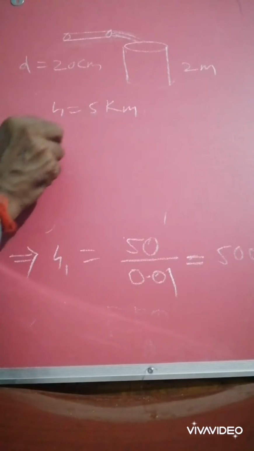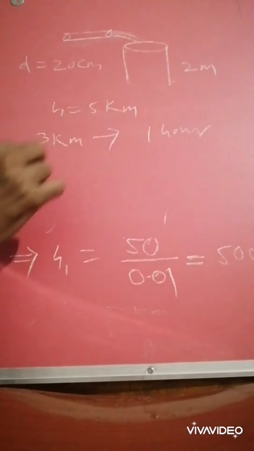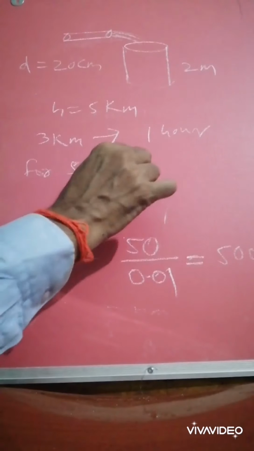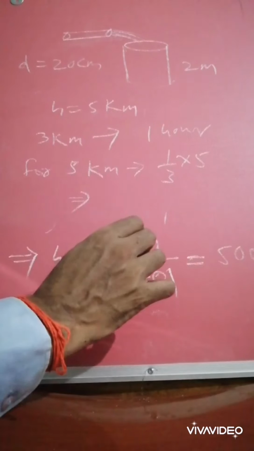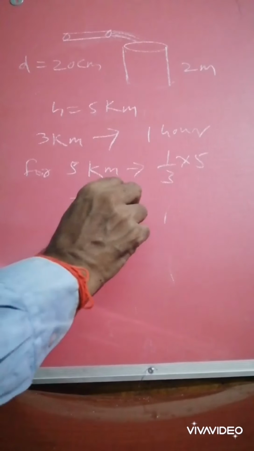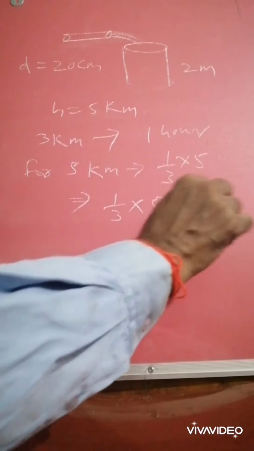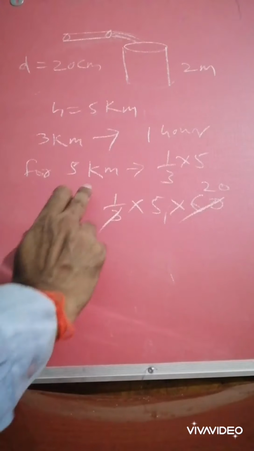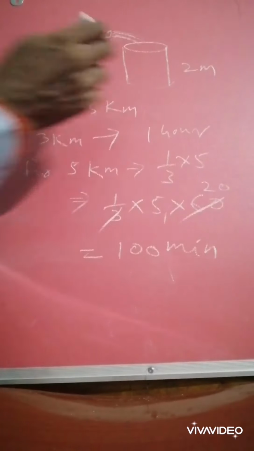For 3 kilometer, time needed is 1 hour. So for 5 kilometer, time needed is 1 by 3 into 5 hours. You can make it into minutes. That is 1 by 3 into 5 hours means 5 into 60 minutes divided by 3, cancel, 100 minutes. It takes 100 minutes to fill the tank.